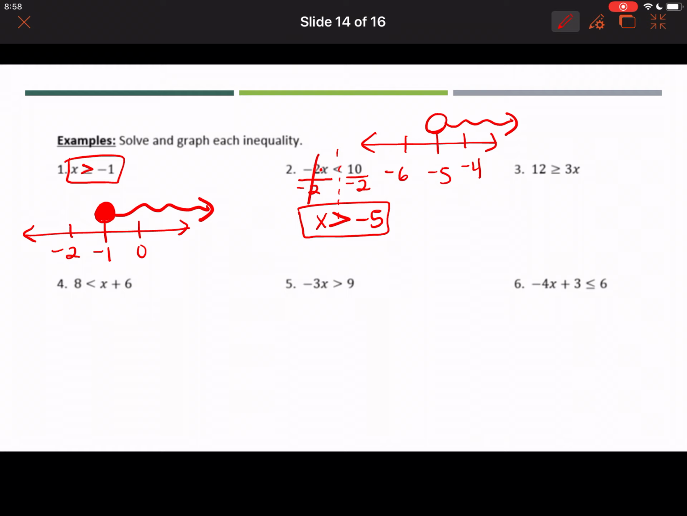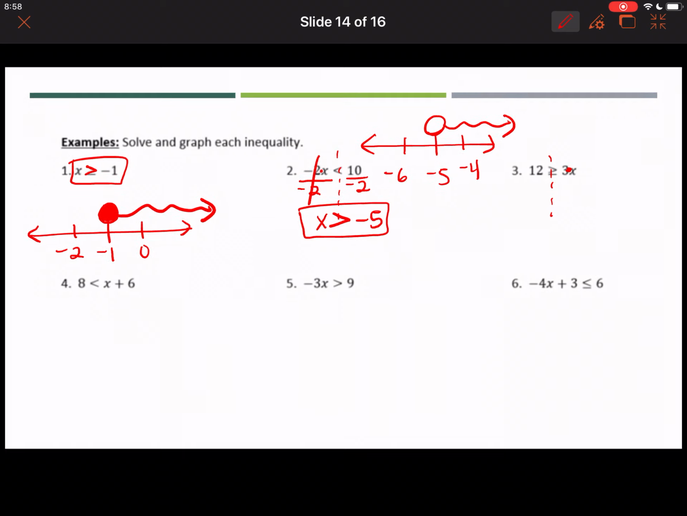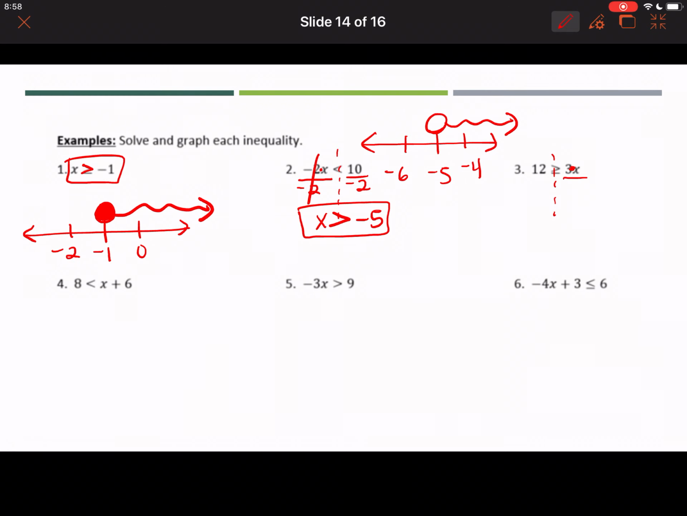All right. Number 3, so we want to get x by itself. We have 3 times x. We're going to divide both sides by 3. 3 divided by 3 is 1. So we just have x. I did divide, but I divided by a positive number, so nothing gets flipped in terms of the inequality symbol. But then I have 12 divided by 3, which is 4. So I have 4 is greater than or equal to x.